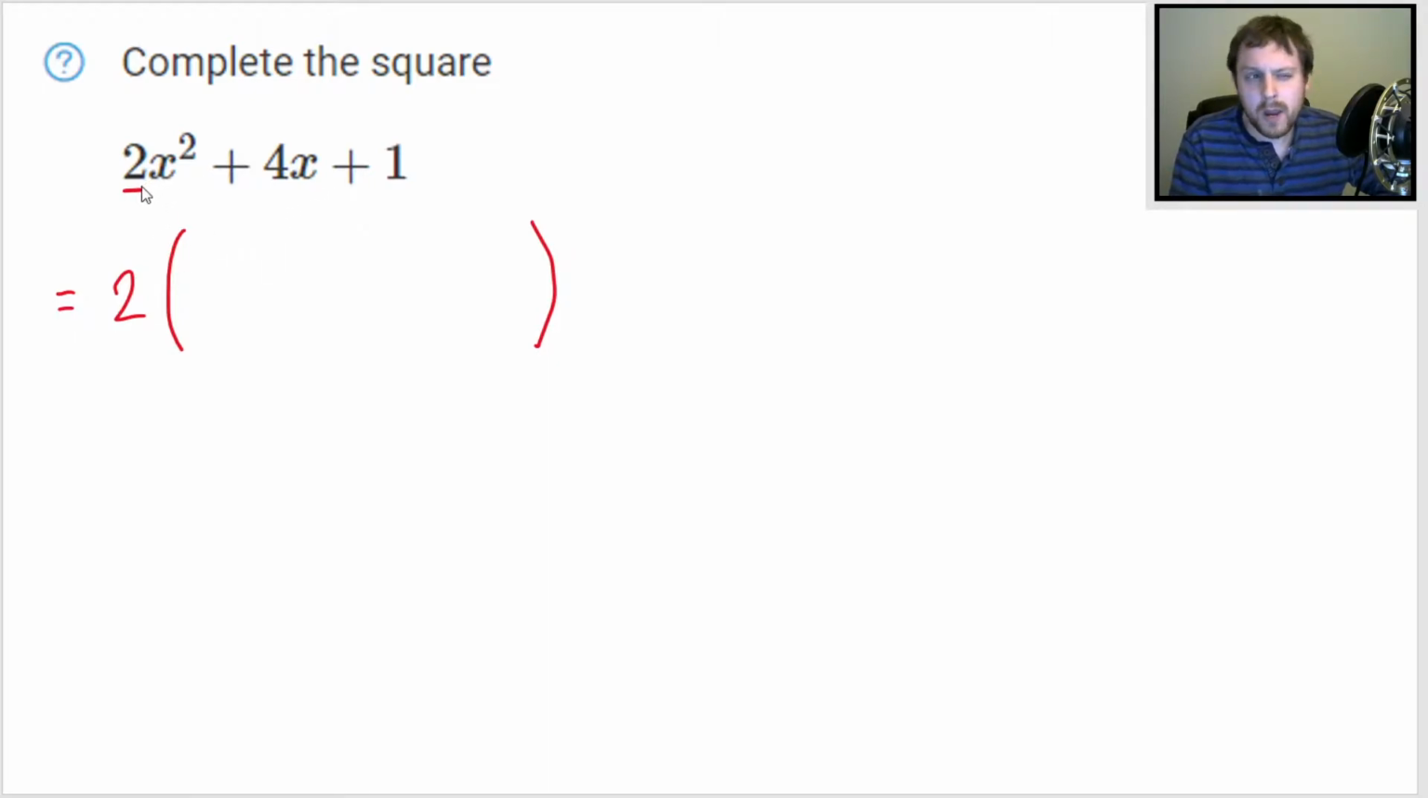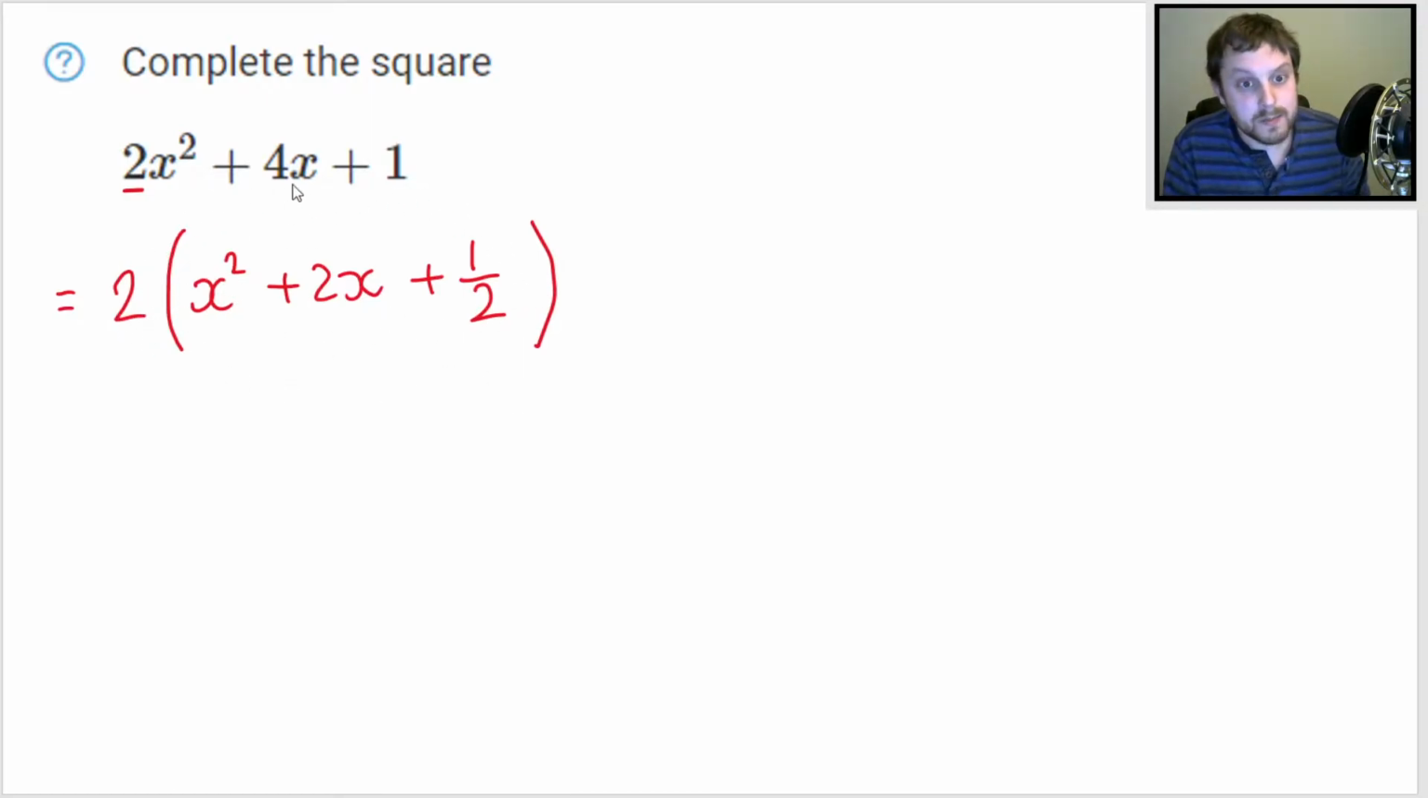The way we're going to do that is by making sure we divide each of these terms by 2. So half of 2x squared is x squared. Half of 4x is 2x. And half of 1 is a half. So if I now expanded this by timesing everything by 2, it's going to give me the original thing, which means that I've done this first part correctly.